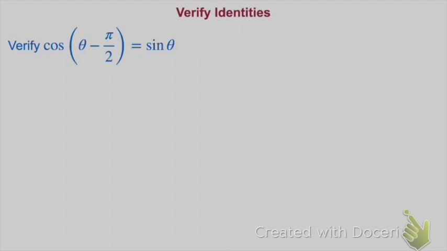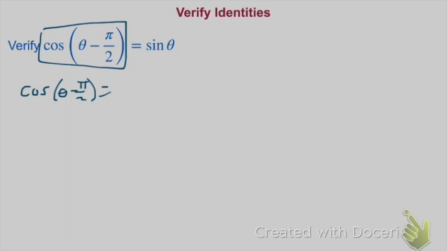Here it says to verify that cosine of theta minus pi halves equals sine of theta. Again, we have a difference. This one's already written as a difference, so we can go right to our difference identity. Cosine theta minus pi halves is equal to, and we're going to use our difference identity, so cosine theta cosine pi halves plus sine of theta sine pi halves, and we just used our difference identity.